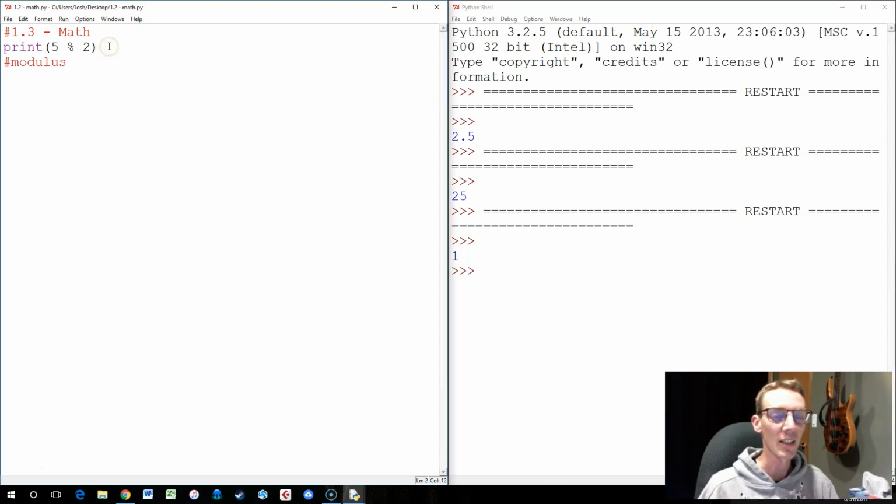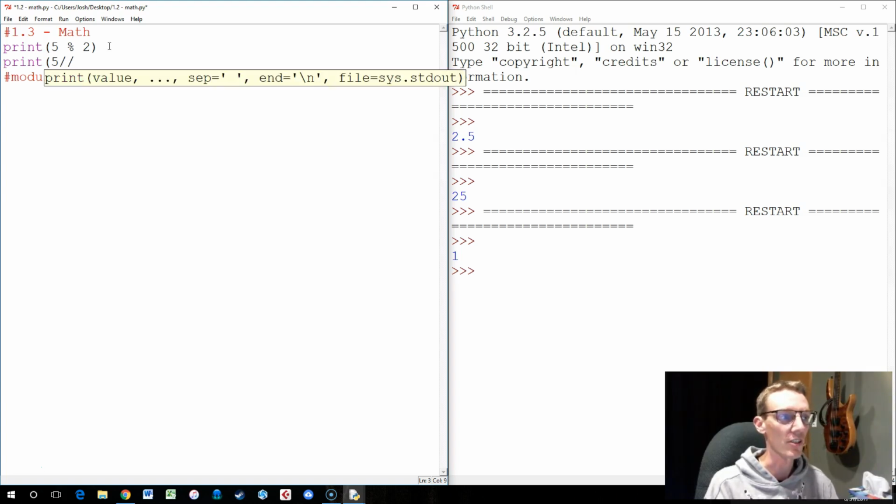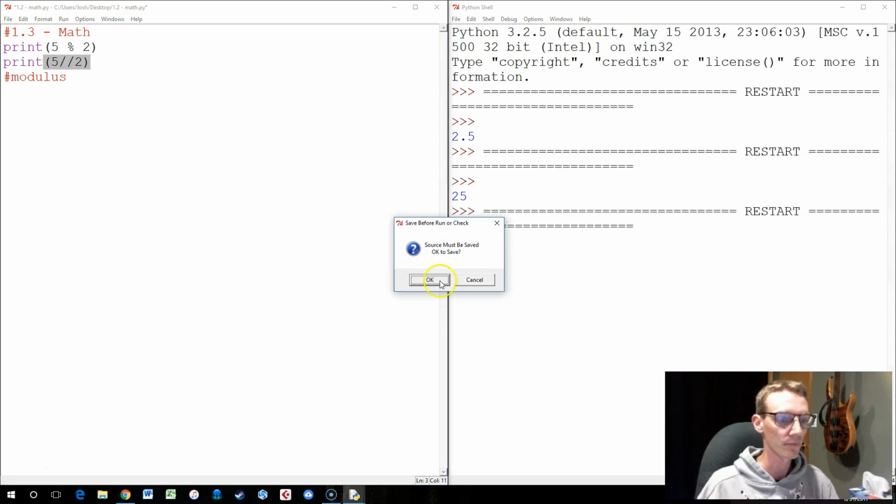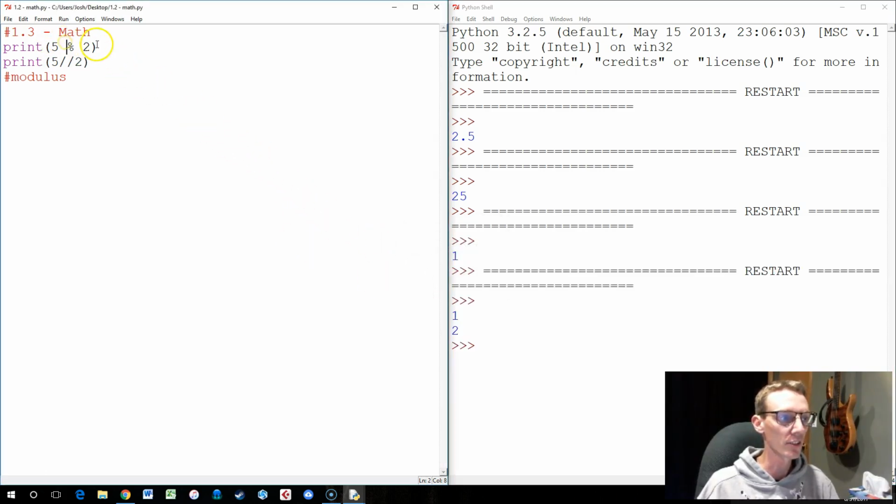Okay, now to get the idea about this, we're going to run one other one. Print 5//2. We'll run it now. So 5 mod 2 is 1, and 5//2 is 2. So what's going on here? Well, modulus just means what's the remainder if we were to divide 5 by 2? Well, 2 goes into 5 2 times with 1 left over, right? 2 times 2 is 4, and there's 1 left over to give us 5. So this modulus means what's the remainder if I were to divide the 5 by a 2? Well, the remainder is 1.